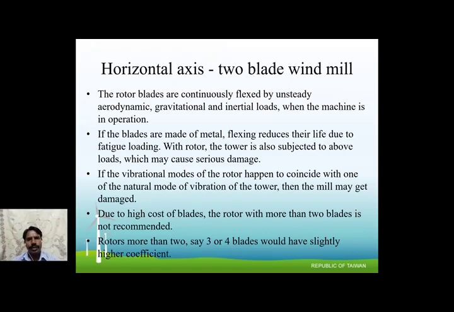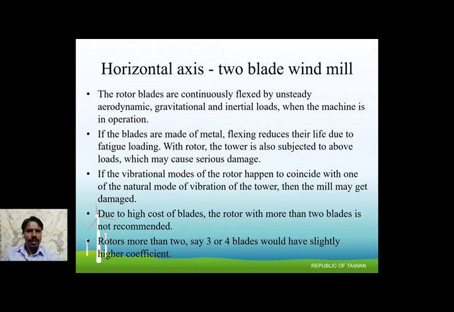When the blades are made of metal, flexing reduces the life due to fatigue load. It has more fatigue load as compared to any other rotor. If the rotor is also subjected to the above load, it may suffer serious damage. And it also has some vibrational disadvantages.